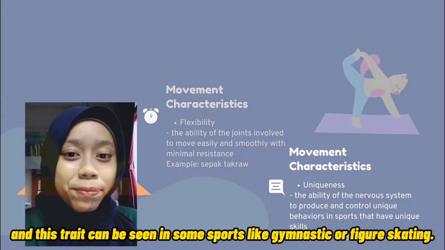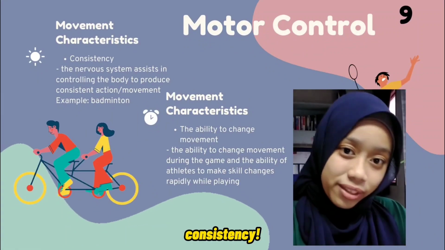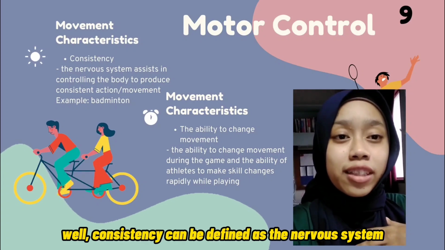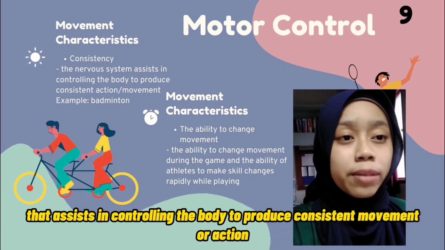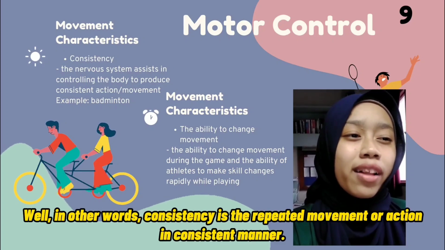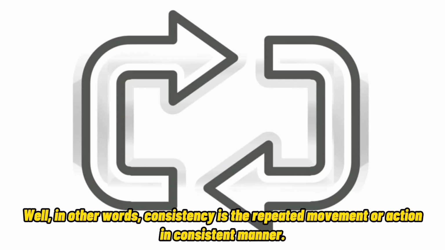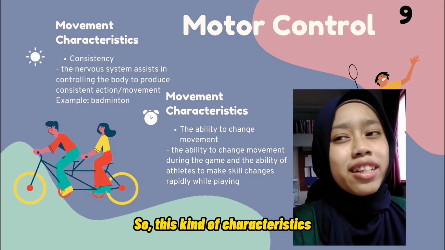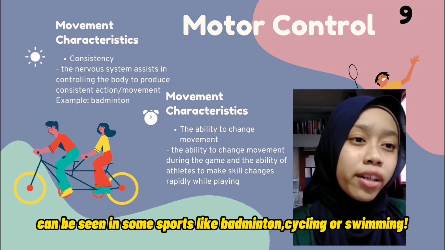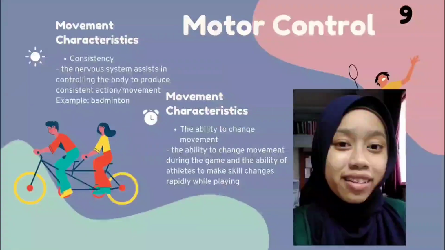Coming up, number three of the characteristics of motor skill is consistency. Consistency can be defined as the nervous system assisting in controlling the body to produce consistent movements or actions. In other words, consistency is repeated movement or action in a consistent manner. This kind of characteristic can be seen in some sports like badminton, cycling, or swimming.